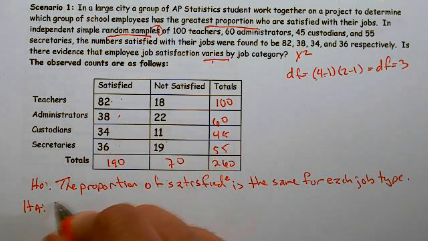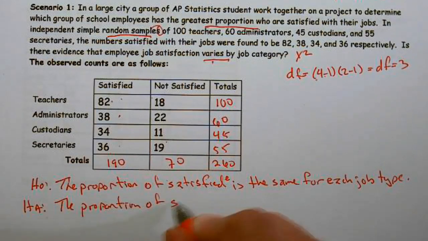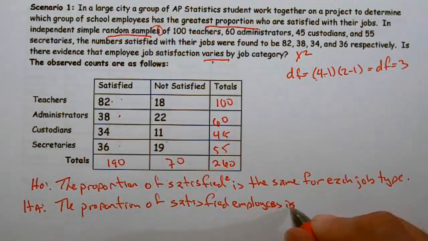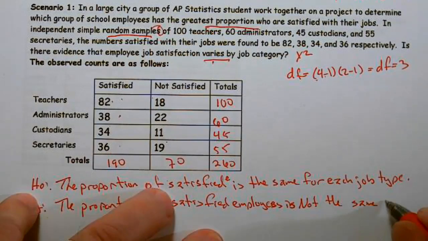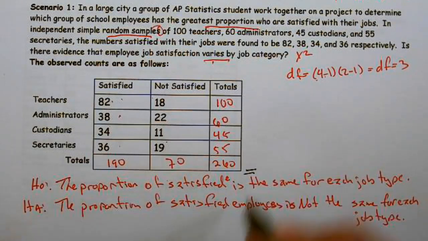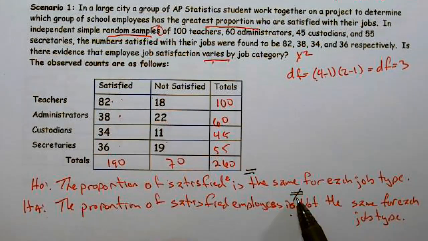Ha: the proportion of satisfied employees is not the same for each job type. Now remember, is the same as saying equal. Is not the same as saying not equal. So we need to be consistent throughout all of our null and alternatives that we're always making an equal up here and then a not equal to there.